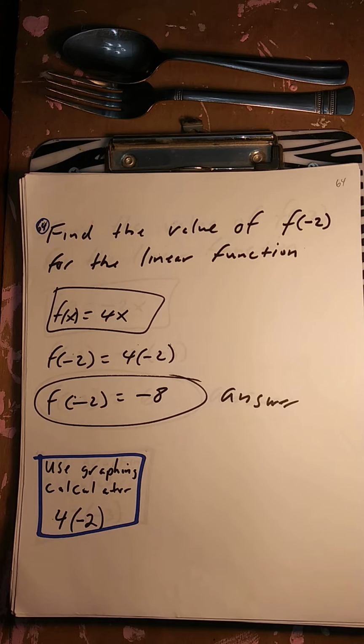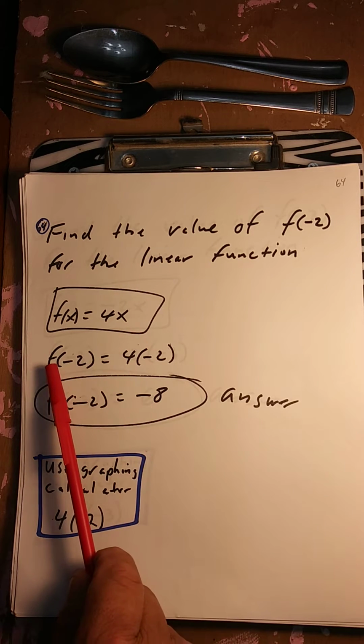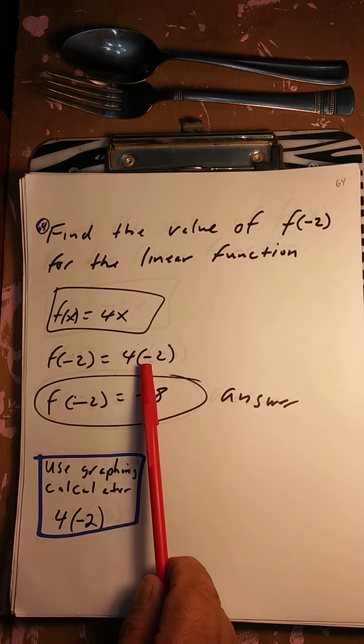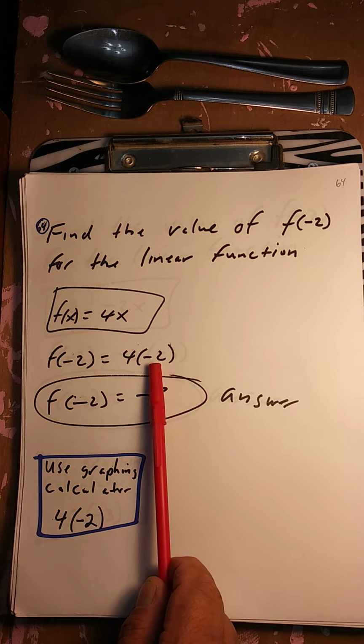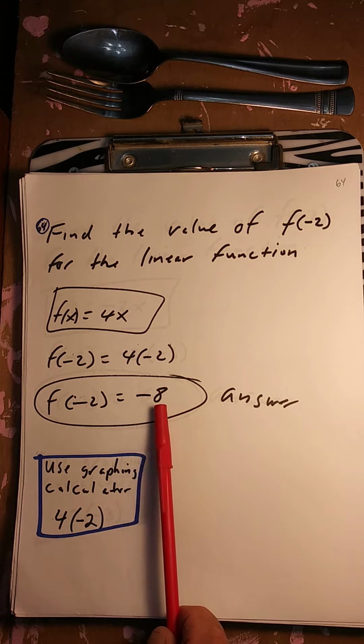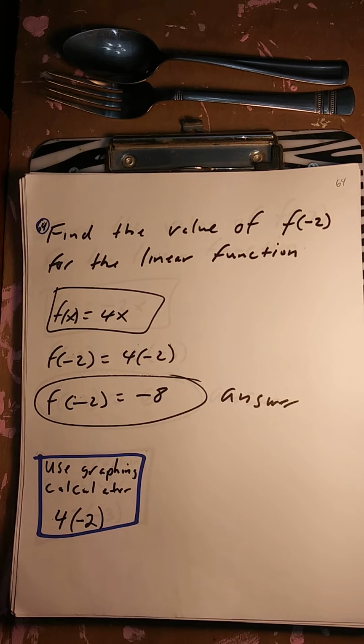Find the value of f of negative 2 for the linear function. F of x equals 4x. Well, f of negative 2 equals 4 times negative 2. So a positive times a negative, guess what? It's going to be a negative again. It's going to be negative 8. Okay?